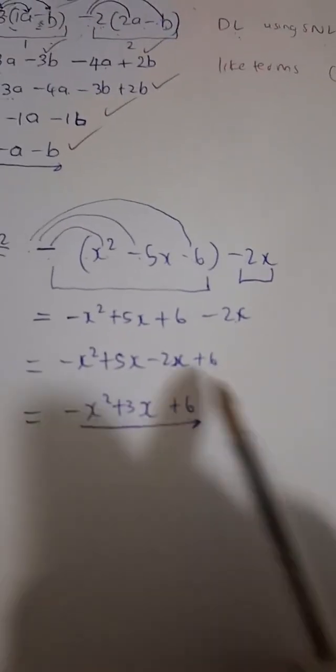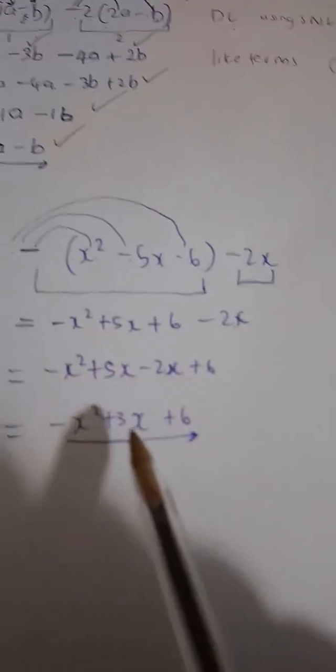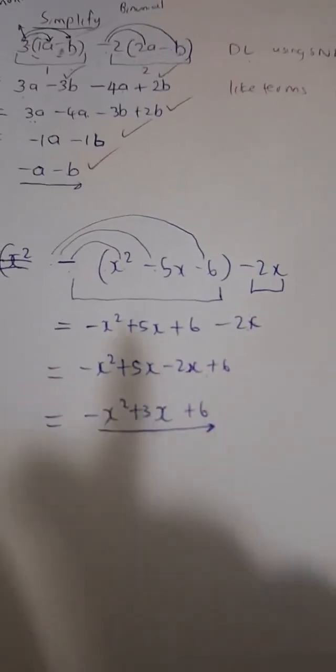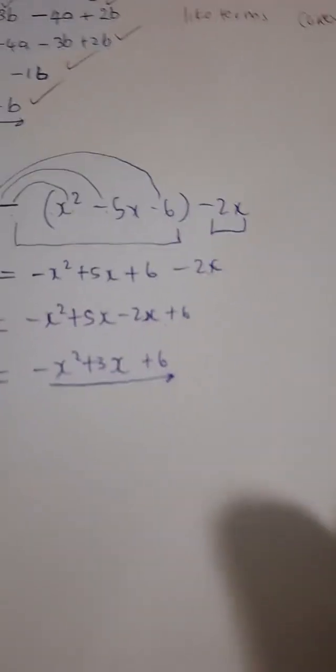Can we do anything else? No, there are unlike terms. We can't do anything further. We stop right there. That's as far as we can simplify.